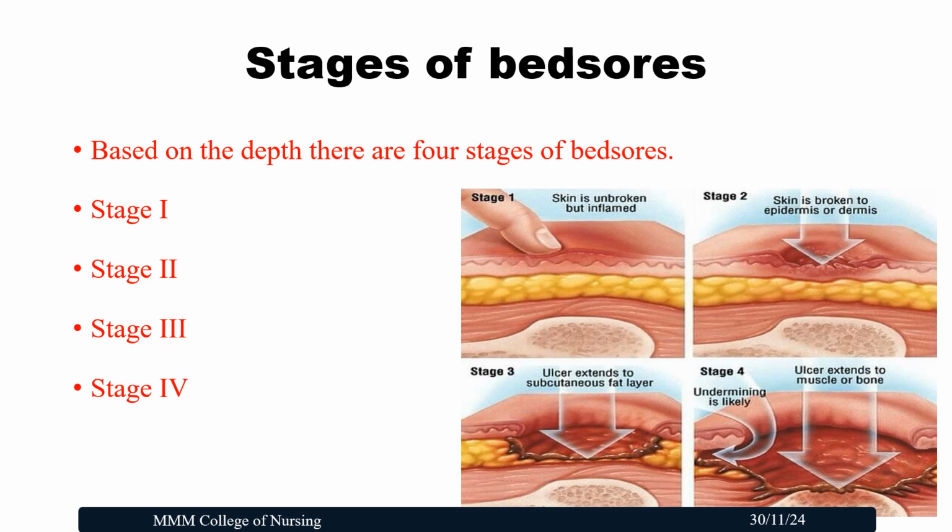Stages of bedsores. Staging systems for pressure ulcers are based on the depth of the tissue destroyed. Based on the depth, there are four stages of bedsores: stage 1, stage 2, stage 3 and stage 4. Totally, four stages of bedsores are categorized.